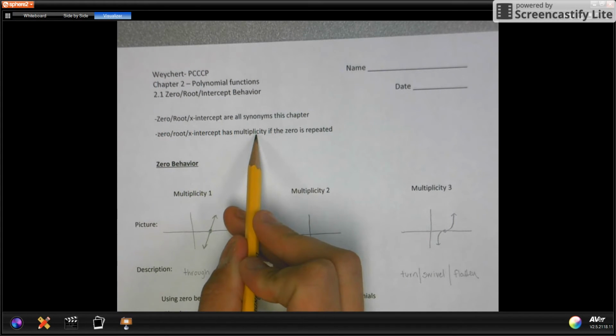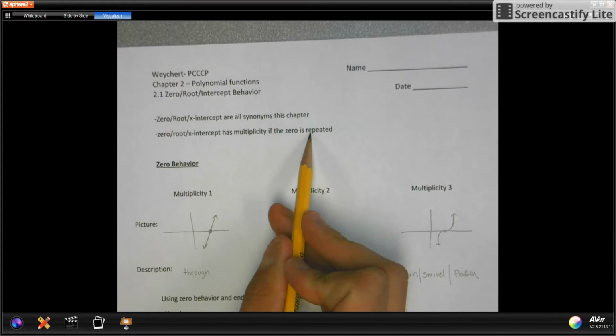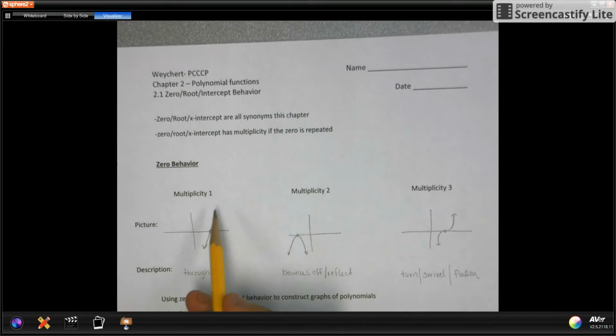That's just how many times the zero is repeated. That tells us what event is occurring at the zero. So here we can see a zero with a multiplicity of 1. I've got both a picture and a description. So we can see that the graph goes through that point on the graph. So here, if we have a zero, my graph goes through it.